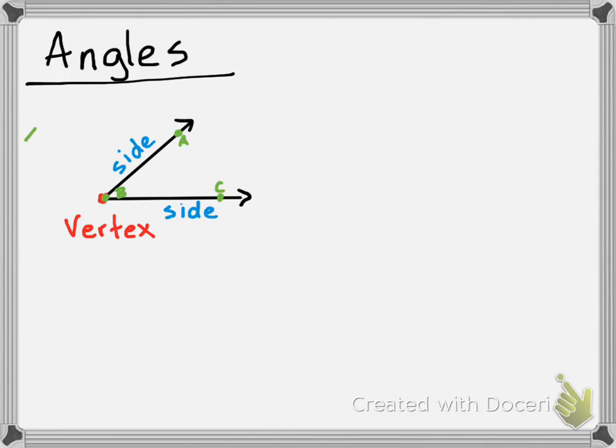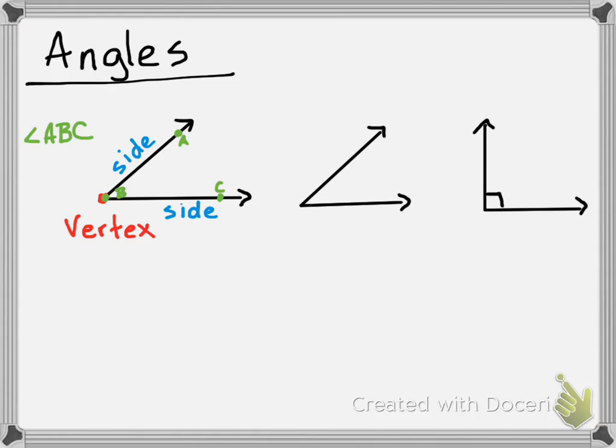And you name an angle by using a letter from the side, then the vertex, and then a letter from the other side. So this angle would be called angle ABC because it goes from A to B to C. The vertex has to be the letter in the middle. Okay, and then a review that we should know are types of angles very quickly.